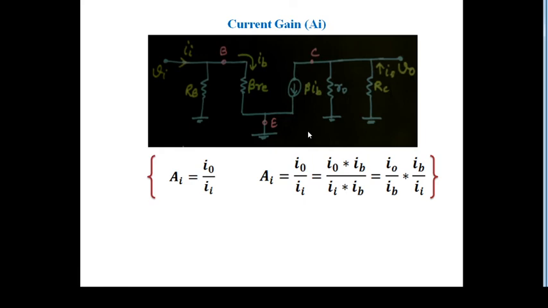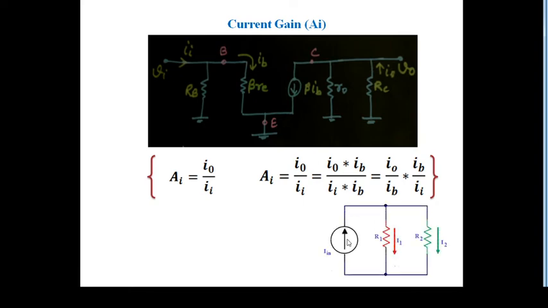Now I am just giving a small look at the current divider rule. With some current I in and two resistances R1, R2, carrying currents I1, I2: I1 is nothing but I in times the opposite resistance R2 by R1 plus R2. Similarly, I2 is I in times the opposite resistance R1 by R1 plus R2. This is the simple current divider rule.